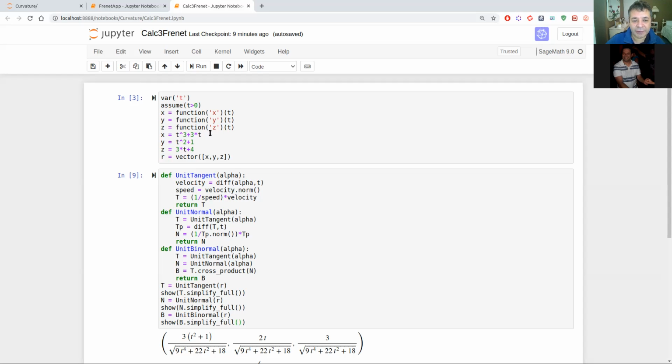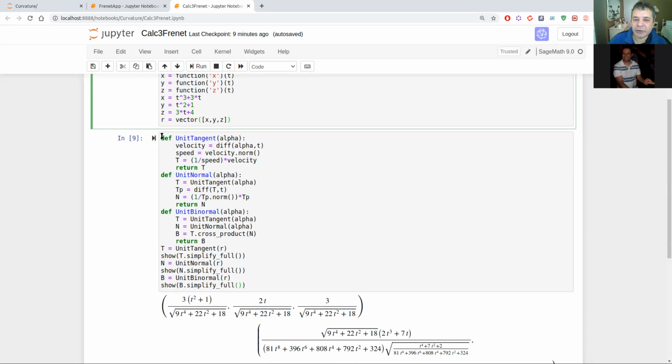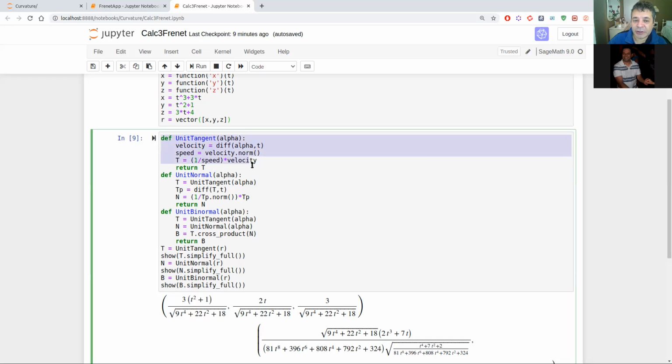So here we have our X, our Y, and our Z. Created a vector out of them. Okay. Best way to start doing any sort of programming is to just take programs that do what you want them to do that are already found, and then you sort of change them around to do exactly what you want them to do. Okay. So I created little sort of functions. This is my unit tangent function. Okay. What does my unit tangent function do?